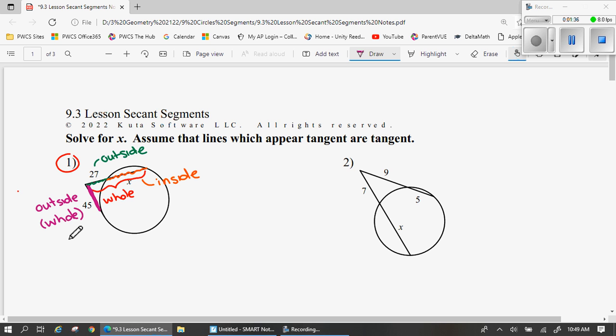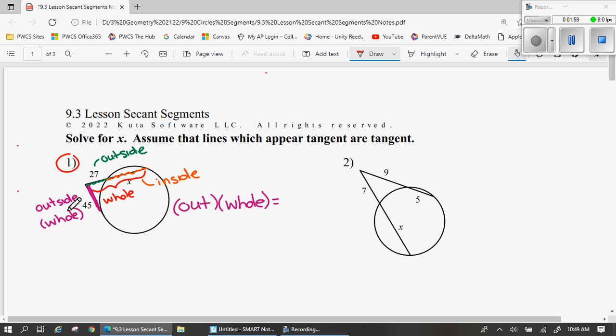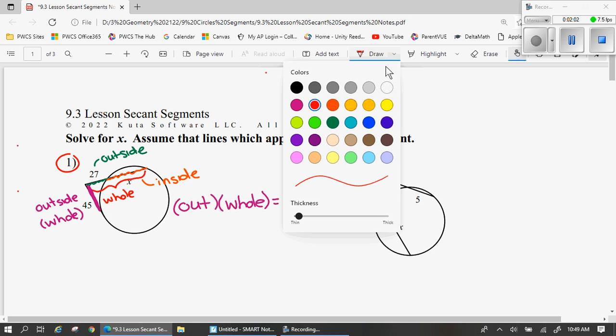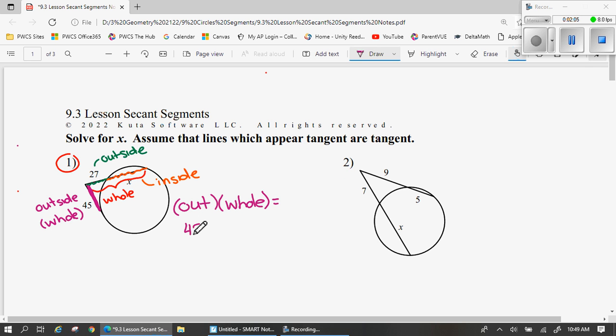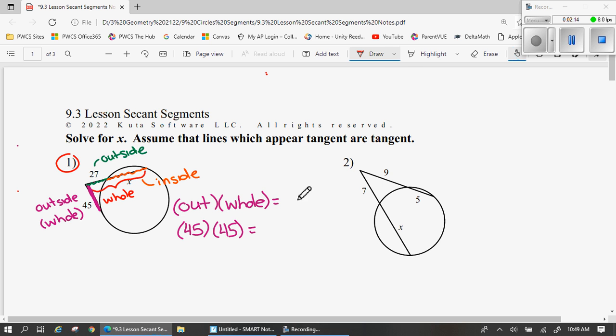And so what we have when these segments intersect outside of the circle is this relationship: if you take the outside measure, I'm just going to call it out, of one segment and multiply by the whole length of that segment, it's going to be equal to the same thing on the other side. So I have my tangent segment. If I multiply its outside portion, which is 45, times the whole segment, which is also 45 because the whole thing is outside, that's going to be equal to this secant segment if I take the outside piece and multiply it by the whole thing.